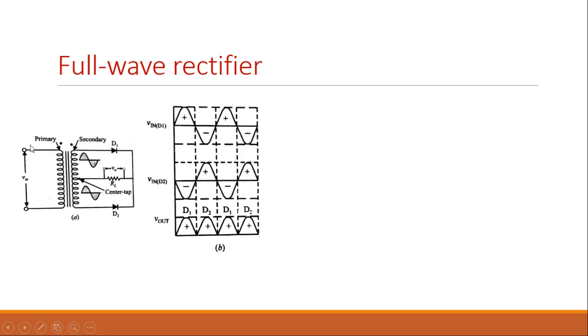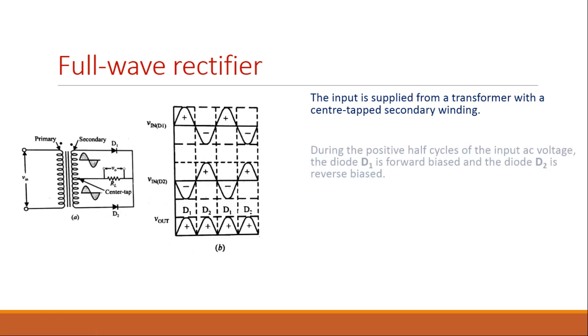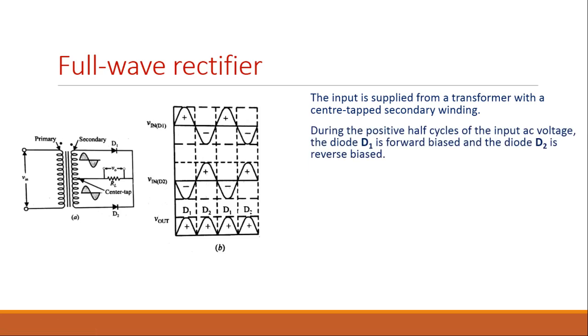The circuit is again shown here and the input and output voltages are shown graphically. The input is supplied from a transformer with a center tapped secondary winding. During the positive half cycles of the input AC voltage, the diode D1 is forward biased and the diode D2 is reverse biased, whereas during the negative half cycles of the input AC voltage, the diode D1 is reverse biased and diode D2 is forward biased.